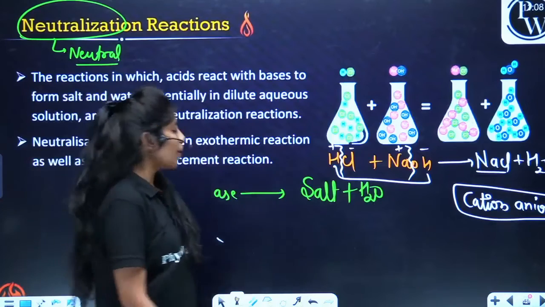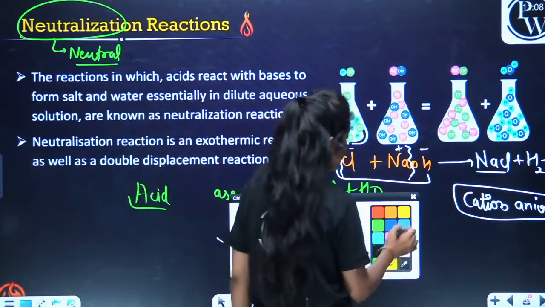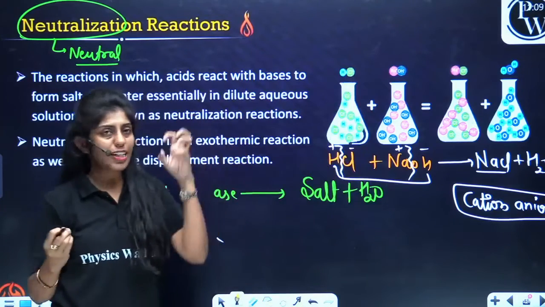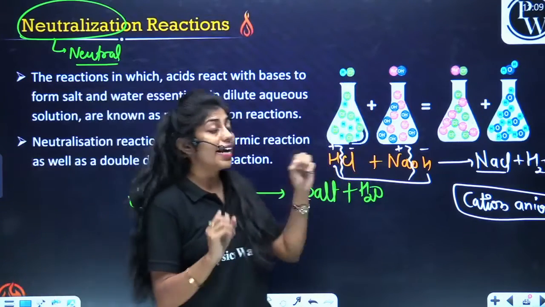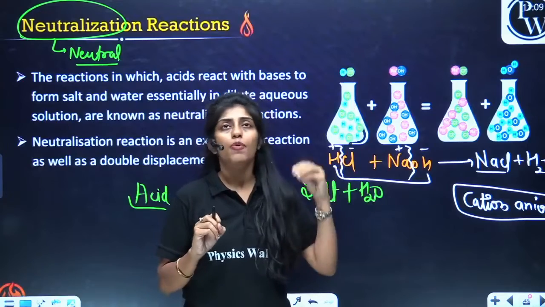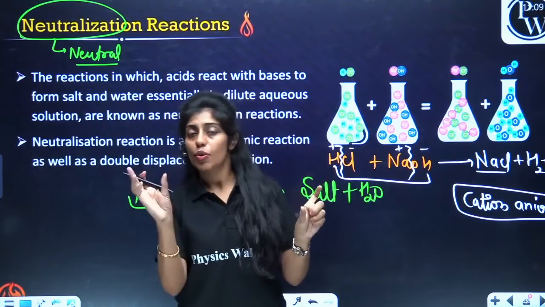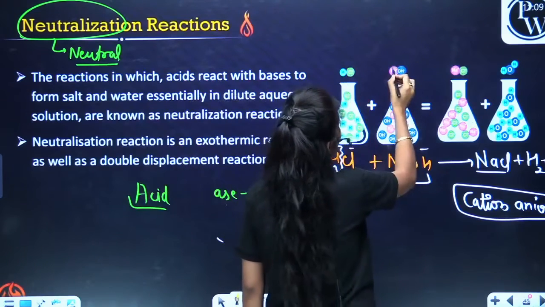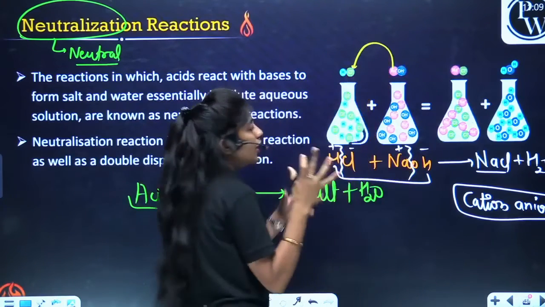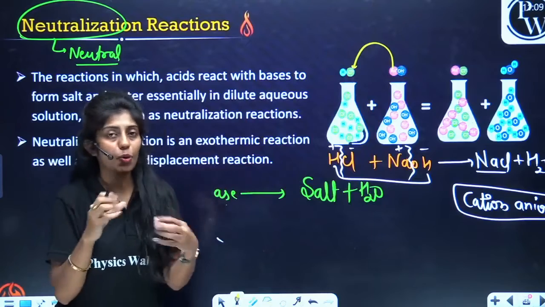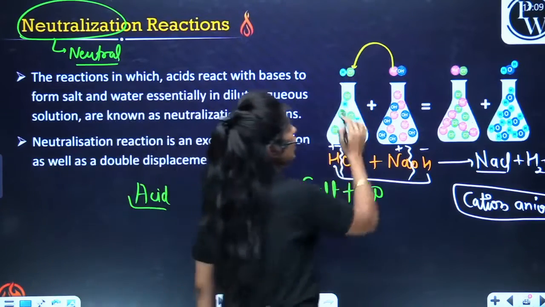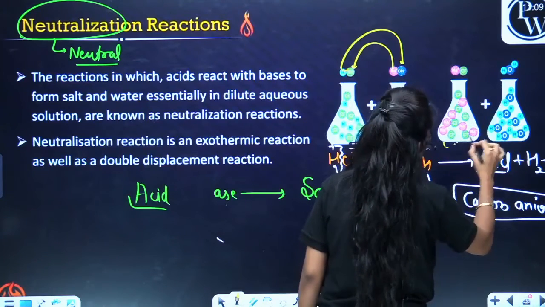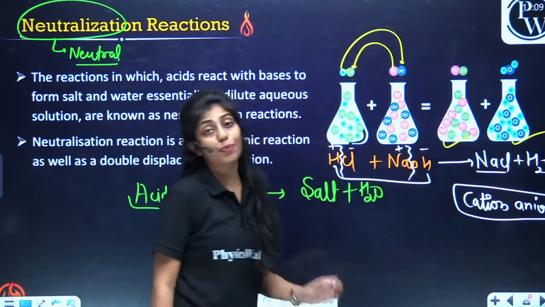Now, how does this happen? Let's check the mechanism. Here you can see HCl decomposes into H positive and Cl negative ions. Similarly, NaOH in aqueous solution will be decomposed into Na positive and OH negative ions. What will happen when I mix them both? The Na positive will be accumulating and making a bond with Cl negative, and OH with hydrogen. So this is how we get NaCl and H2O as products.